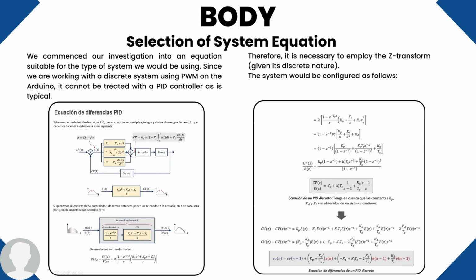We started the project with an investigation of an equations table for our system. Since we are working with a discrete system using PWM on the Arduino, it cannot be treated with a typical PID controller. Therefore, it's necessary to employ the Z transformation, as we can see in the right image.